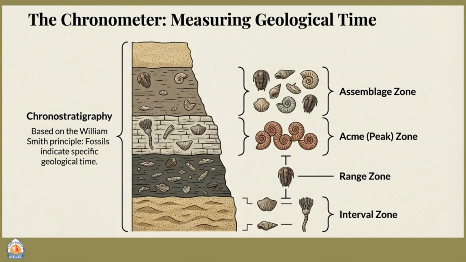Next one is biostratigraphy. Biostratigraphy involves the use of fossils to divide geological strata into zones. Some of the important fossil zones include range zone, assemblage zone, acme or peak zone, and interval zone. These zones help geologists to correlate rock layers from different regions.